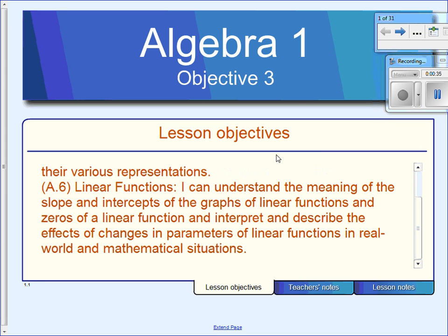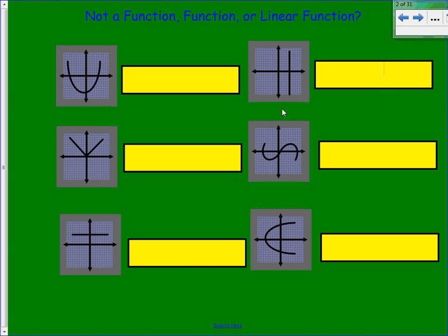Linear functions: I can understand the meaning of the slope and intercepts of the graphs of linear functions and zeros of a linear function, and interpret and describe the effects of changes in parameters of linear functions in real world and mathematical situations. It's a lot of interpretation. When I'm given a scenario, what is my linear equation? Can I interpret and name all of the properties? Okay, so let's take a look at this.